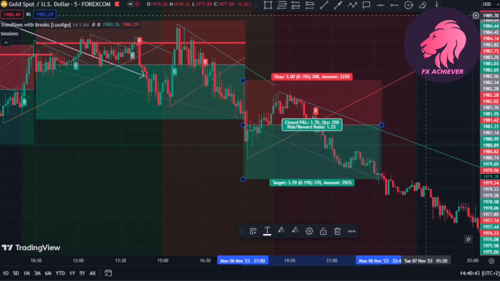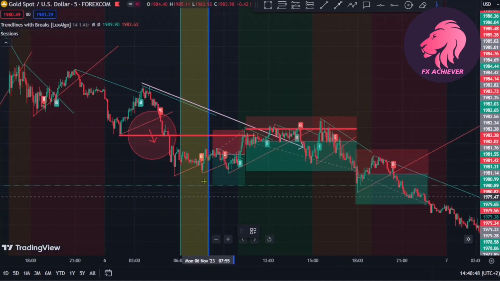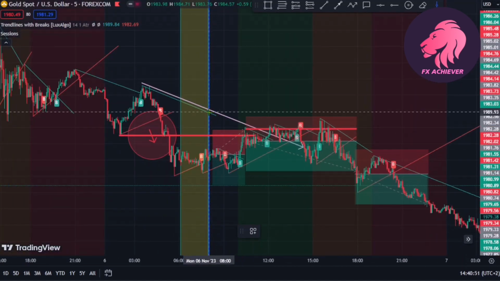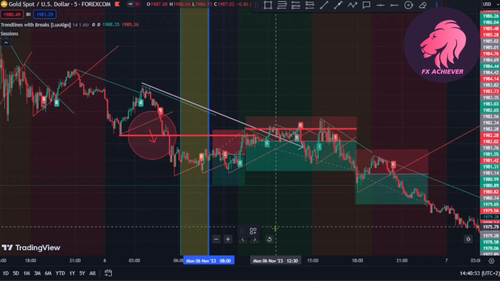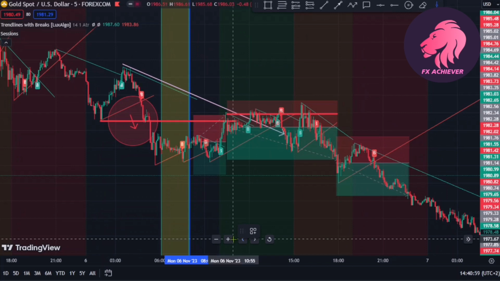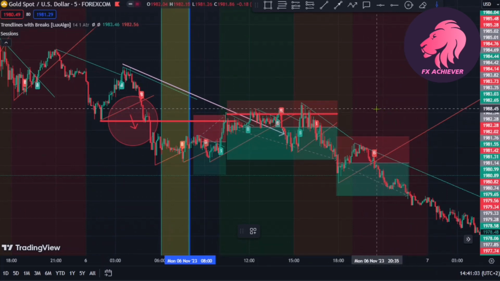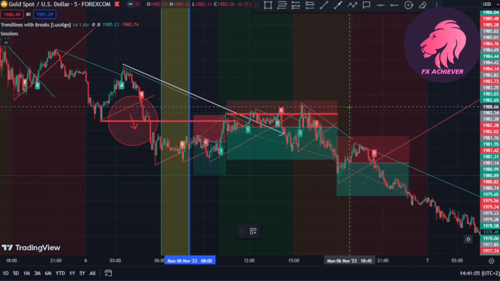And usually I trade from 8, as you saw on my markings here. This is 8 a.m. I trade from 8 a.m. until 5. So let's check where 5 is at. So I trade until 5.